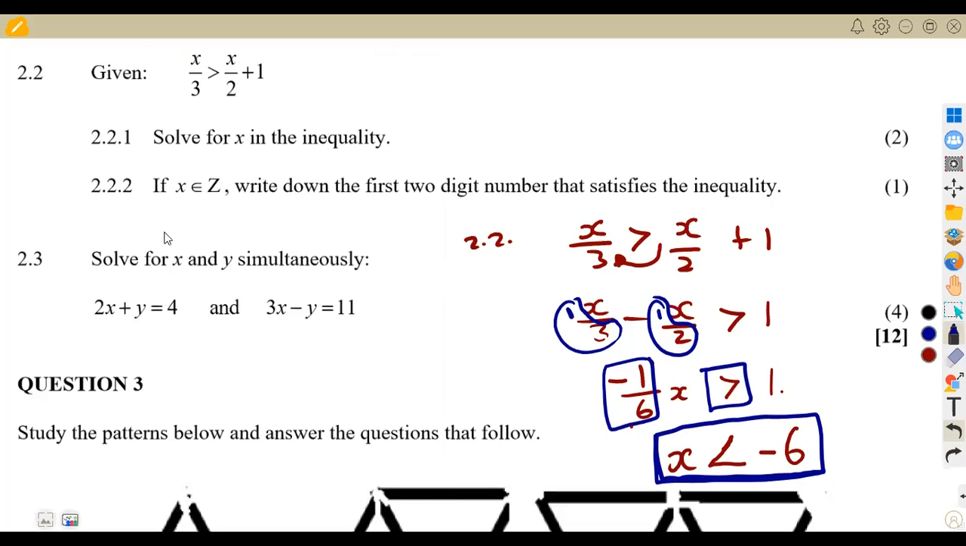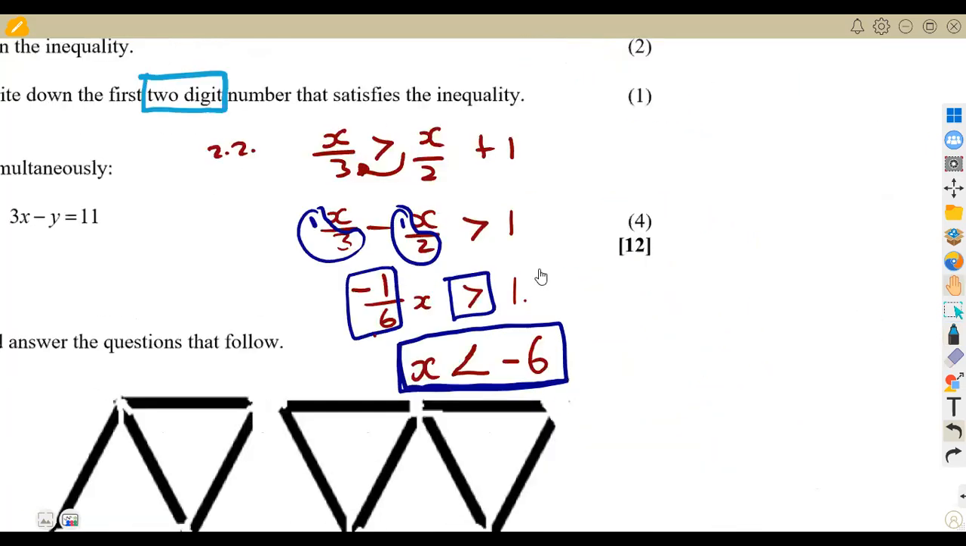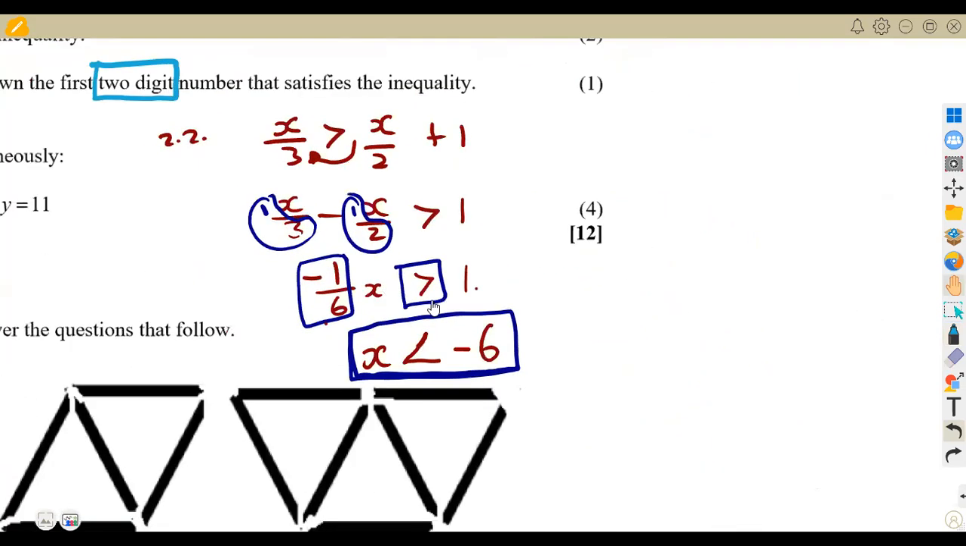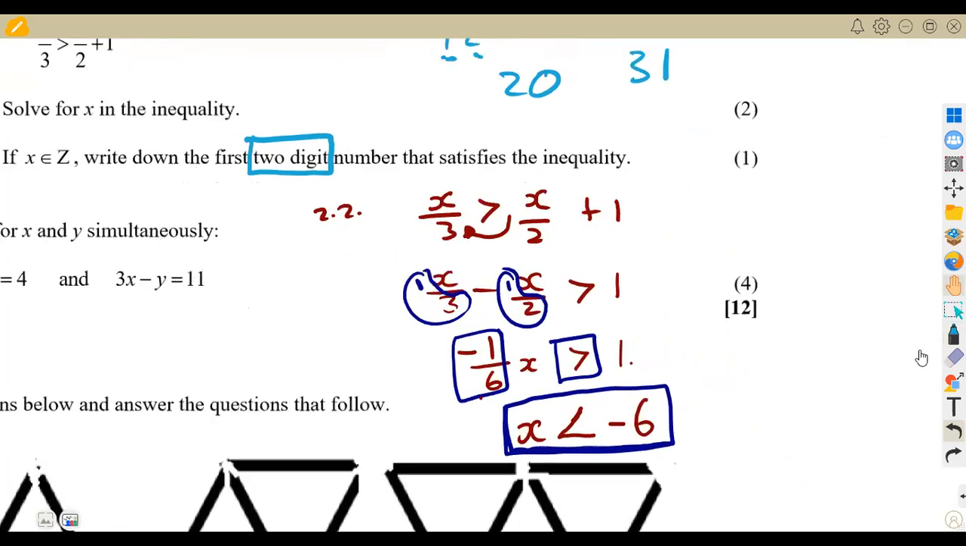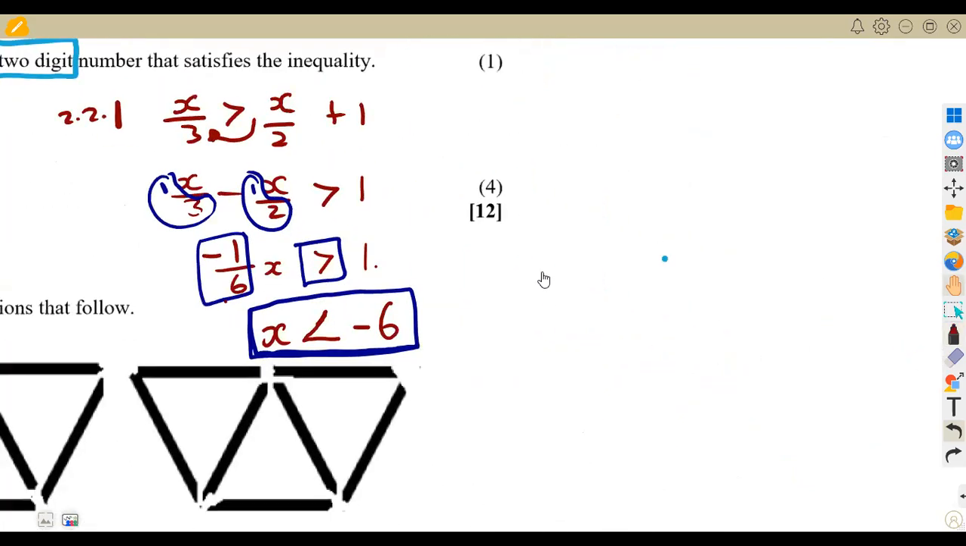Then they're saying if x is an integer, write down the first 2-digit number that satisfies the inequality. A 2-digit number is a number that has got 2 digits, like 20, 31, 42. They are 2 digits. So they are saying write the first 2-digit number. So it's a direct question here. All right, this was 2.21. Then here is now 2.22.